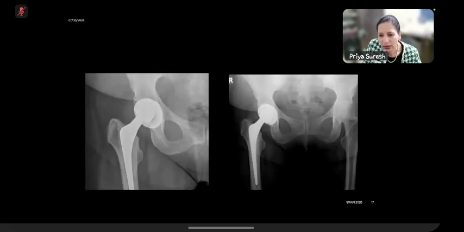So this is a radiograph from about 10 years ago, when the right THR was first done, and this is the current presentation. So there are 10 years between the two radiographs, and there are more serial radiographs in between.